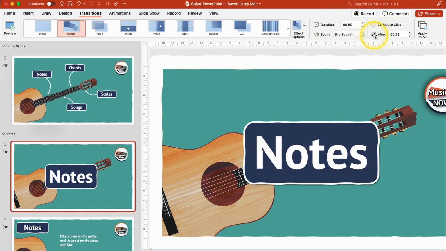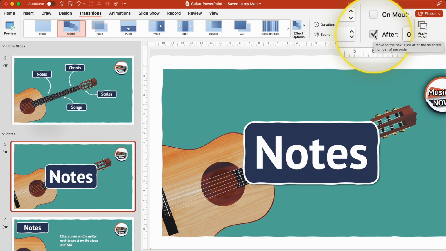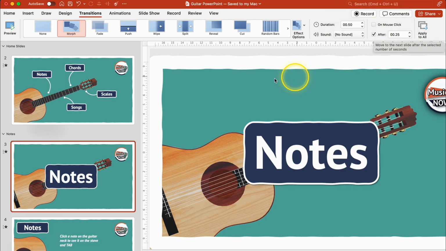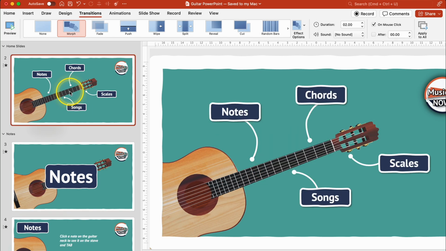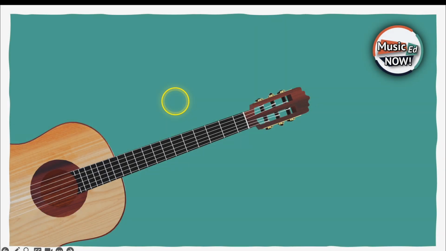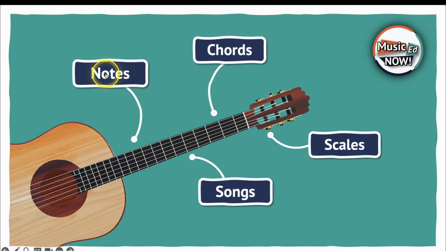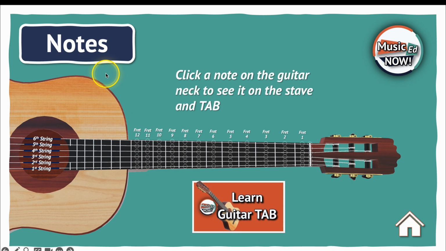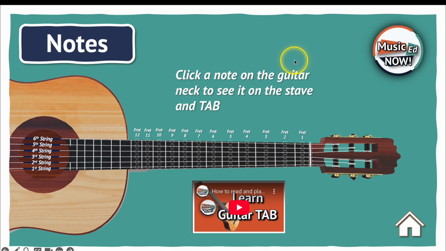And then after, it automatically moves on after a quarter of a second. So if you have this After box ticked, it won't stay on the slide. It will automatically move on to what you want. So you get this very slick maneuver from this links to slide 3 and then moves on without you having to click anything else. And then we're into the body of what we want to happen here.